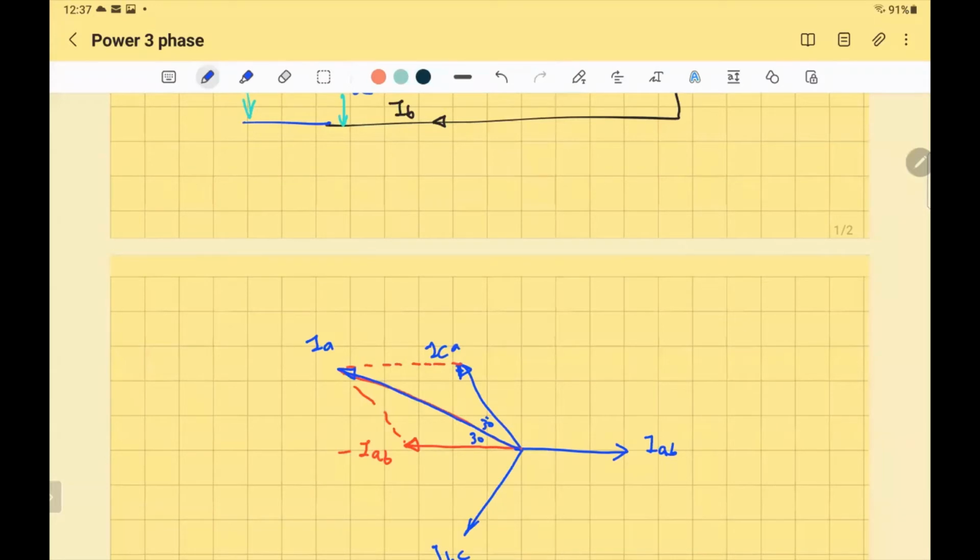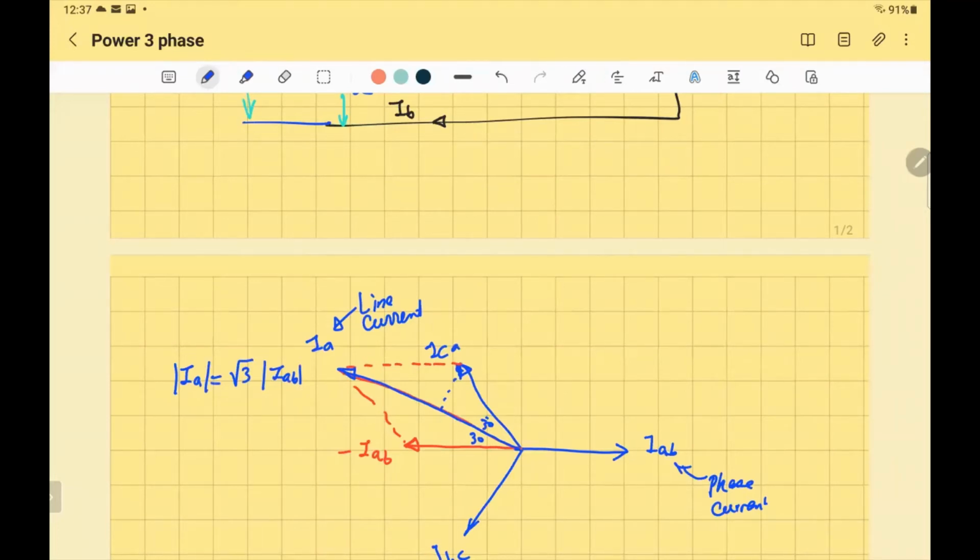So now you want to find the relationship between line current and phase current. That's line current, and that's phase current. There is an angle difference and there is a magnitude. If we do the same method, you will find the magnitude of IA is bigger than the phase by square root of 3. So line current is bigger than phase current by square root of 3.